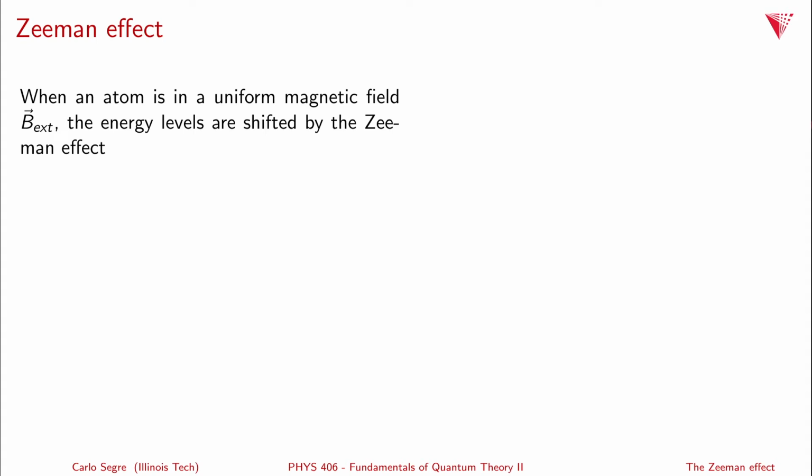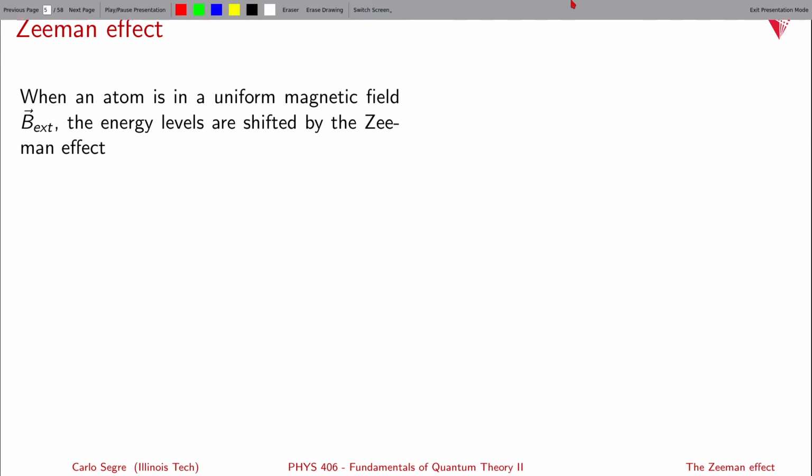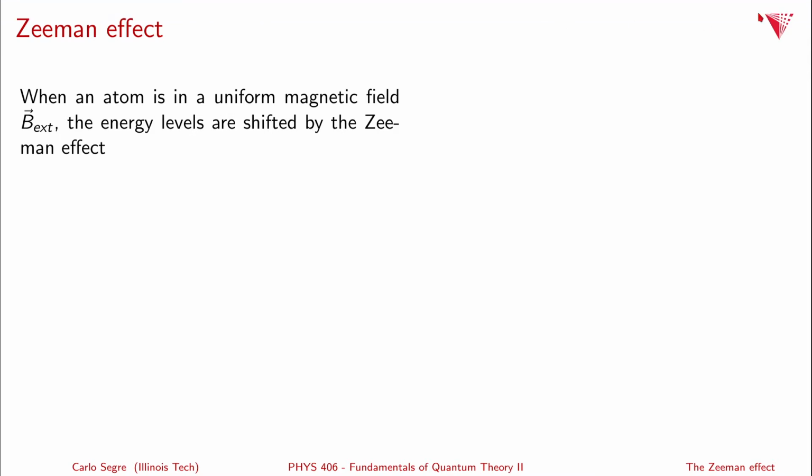So what is the Zeeman effect? When an atom's in an external magnetic field, B external, it interacts with that magnetic field, which then splits the levels. That's called the Zeeman effect.